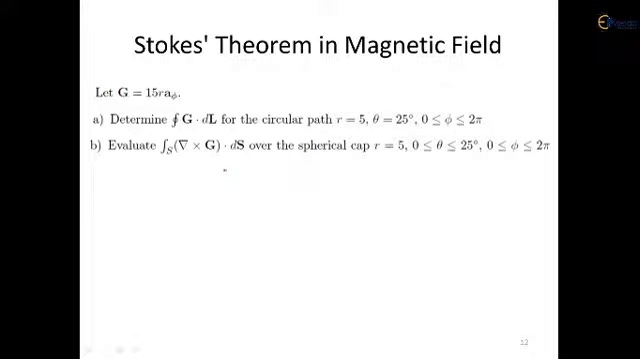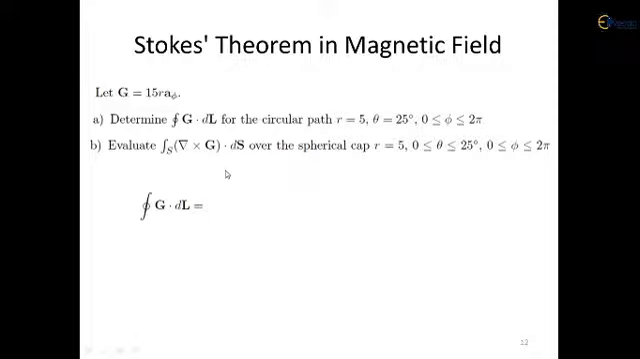So the first part, you see, determine the closed line integral G bar dot dl bar for the circular path r is equal to 5, theta is equal to 25 degrees, phi ranging from 0 to 2 pi here. So therefore here we put up the closed line integral G bar dot dl bar. You see the path is there along the change of the phi angle. So phi is to be taken in the entire range, 0 to 360 degrees, or 0 to 2 pi radians.